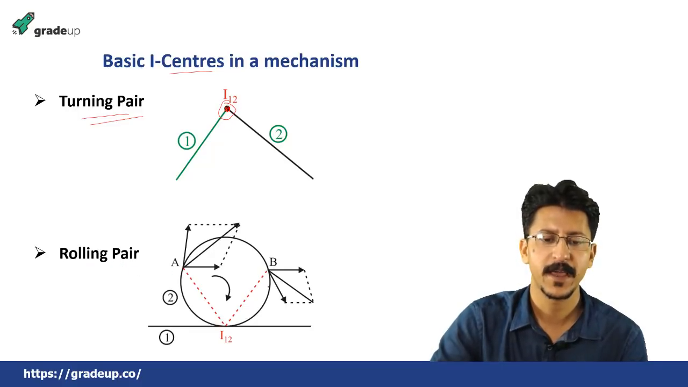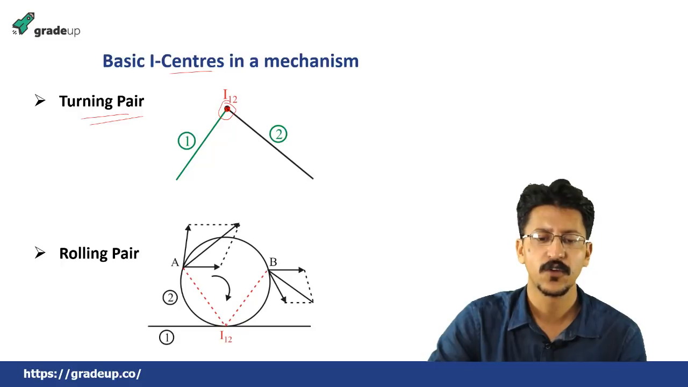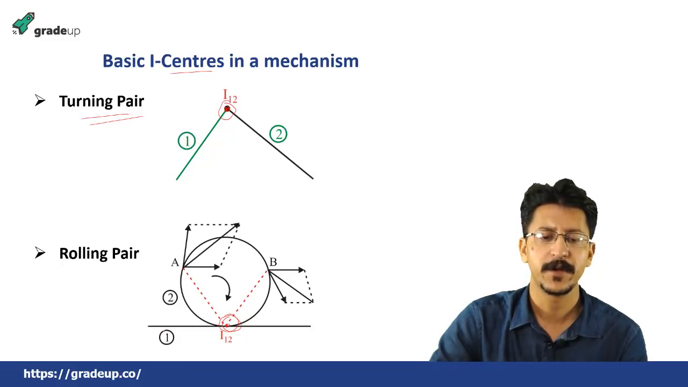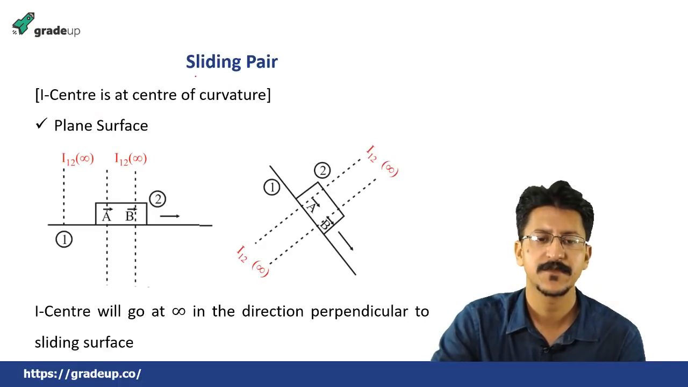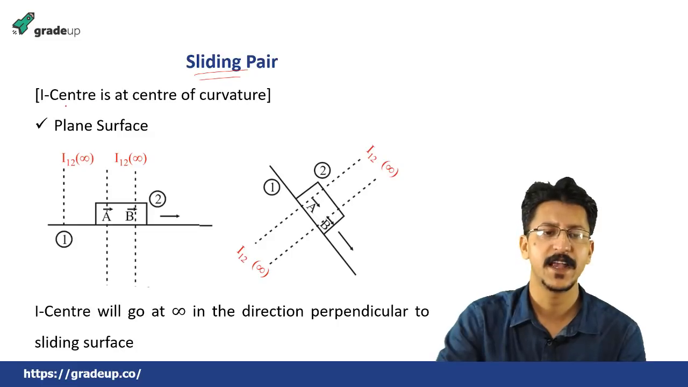If it is a rolling pair, then in case of a rolling pair, the instantaneous center of rotation, or the I center, is the contact point between the flat surface and the rolling surface. Then in case of a sliding pair, please remember, the I center is at the center of the curvature.